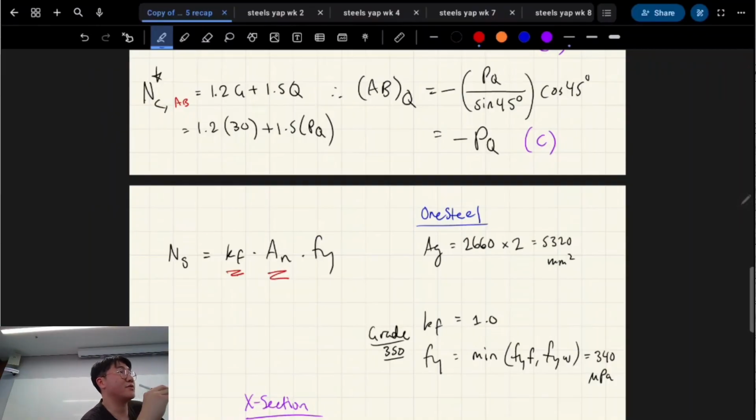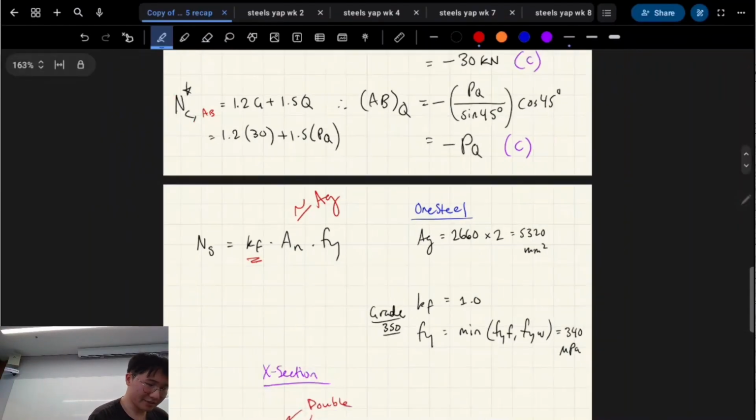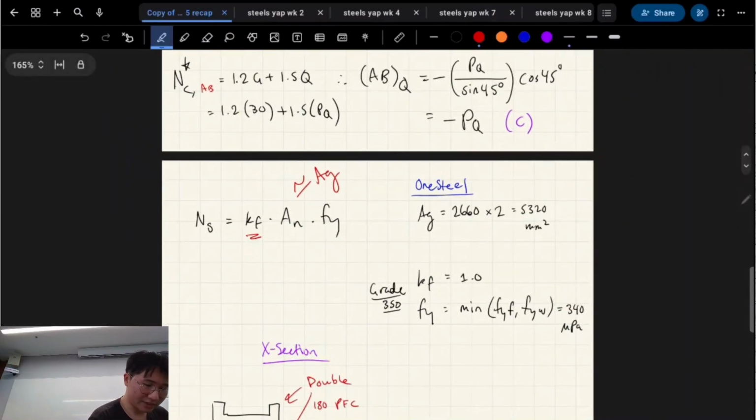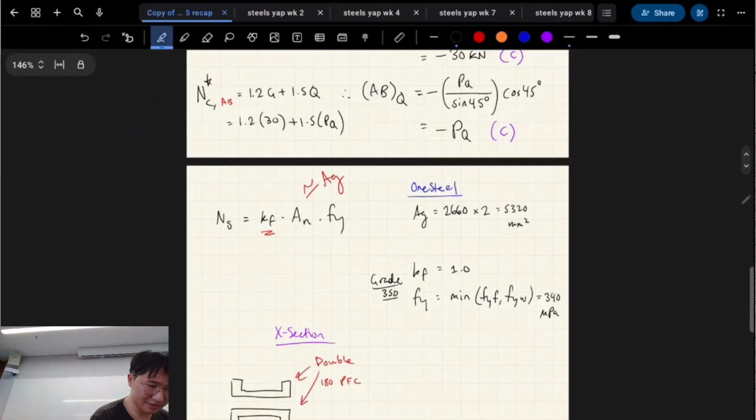Generally for compression we say we take AN as AG. Now in the code it's written as AN. All the lecture examples, all the workshop examples, they'll tell you to take it as AG, and in industry as well. For FY, we have to refind it actually, because, sorry, I know you guys are copying this. I'm just going to scroll back up.